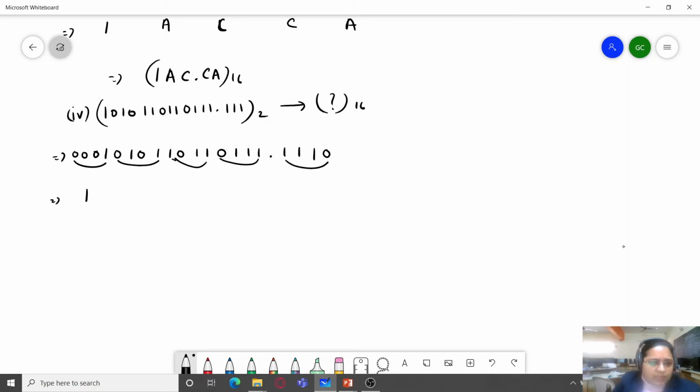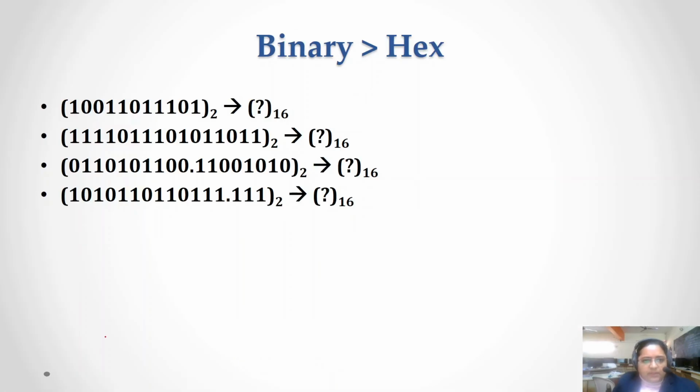Now this is 1. Now 0101 is 5. 1011 is 11, that is B. And this is 7. And this one is 14, that is E. So our number is 15B7 point E. So that was binary to hexadecimal conversion.